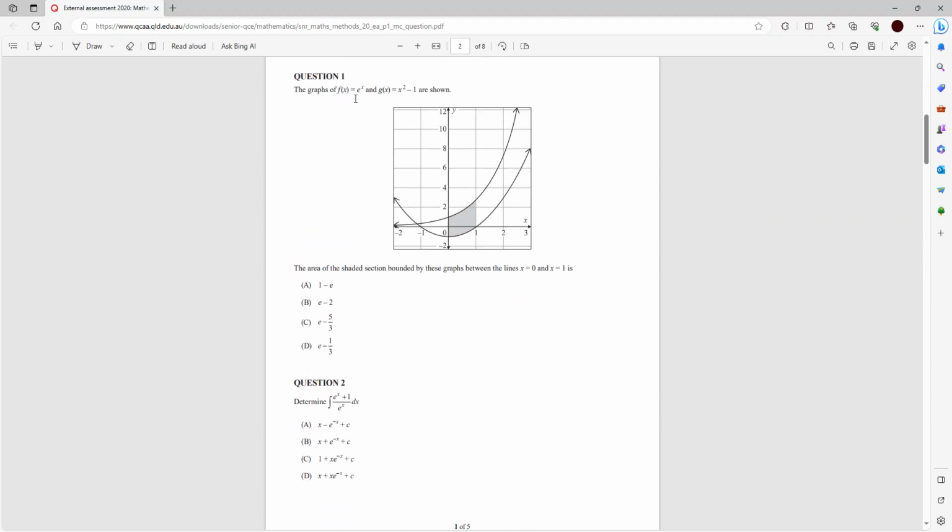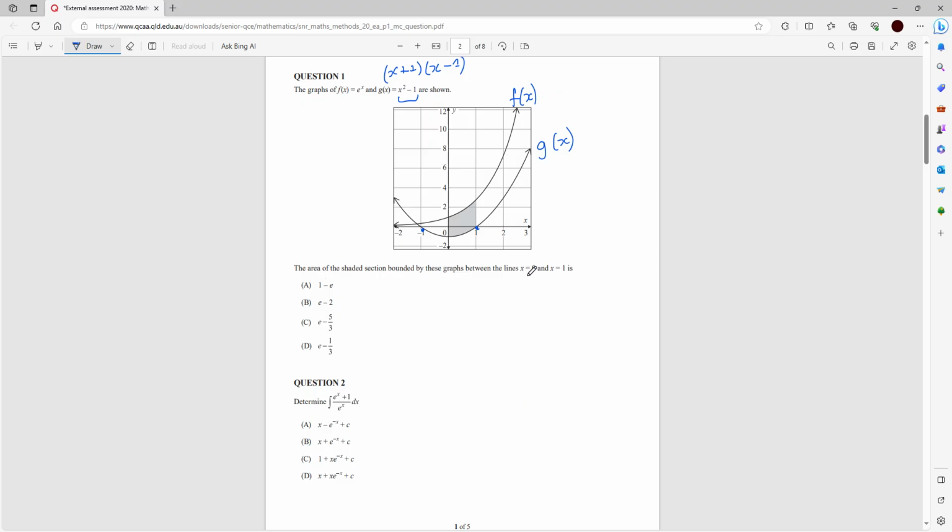So the graphs of f of x, e to the x, and g of x are shown. So straight off the back, we have to know which one's which. So we know this is f of x, and we know this is g of x. The reason why is because our exponential can't go below the x-axis, and here we know it's got solutions of x is plus 1 and x is minus 1, which we can see right here straight away. So we know that's g of x and that's f of x.